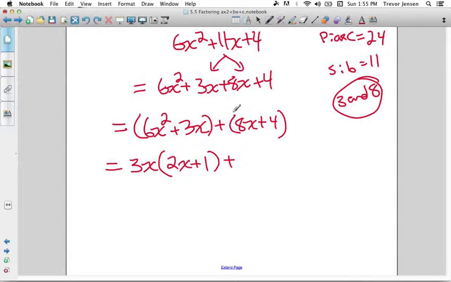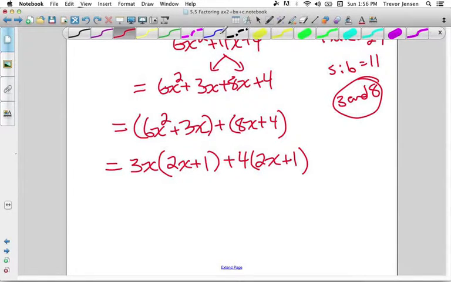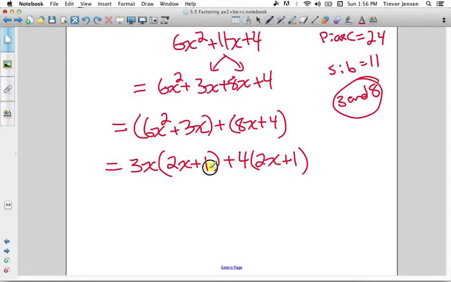Now look at the second group. I have 8x plus 4. What goes into 8 and 4? Well, I could take out a 4. Divide each of the terms in the brackets by what you took out. 8x divided by 4 is 2x. 4 divided by 4 is 1. And once again, because I've done this properly and I've chosen all the proper numbers, I end up with this common binomial.